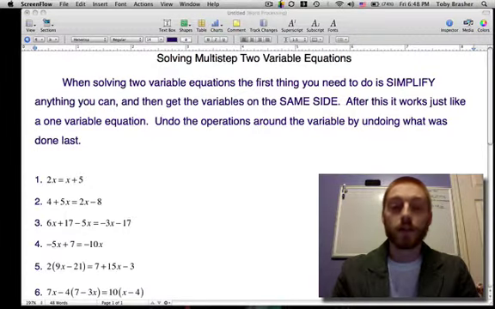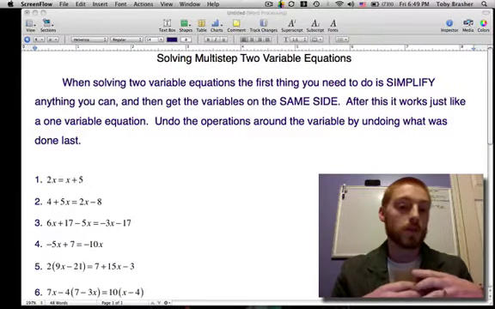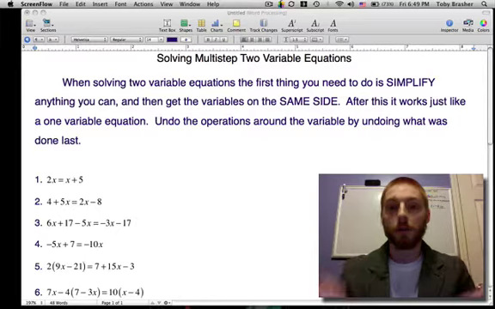After we've simplified as much as we can, then we get the variables on the same side. So if we have variables on opposite sides of the equation, we need to get those together. So we need to move them using our opposite operations. After this, it works just like a one-variable equation. You have your variables together, then you just start undoing the operations that are around the variable.